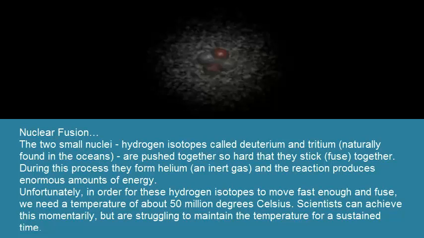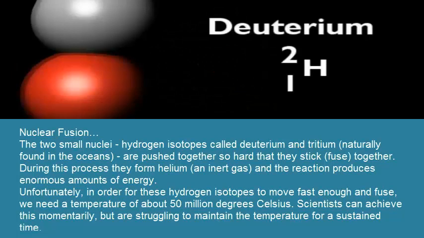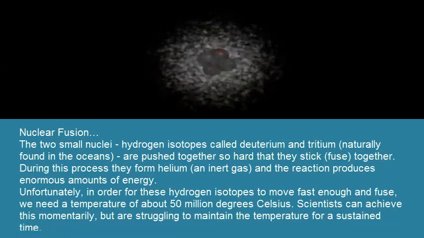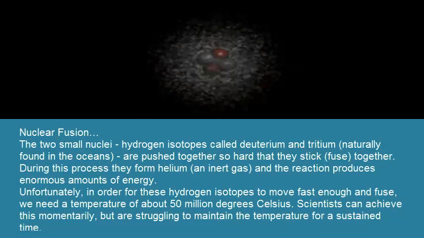Unfortunately, in order for these hydrogen isotopes to move fast enough and fuse, we need a temperature of about 50 million degrees Celsius. Scientists can achieve this momentarily, but are struggling to maintain the temperature for a sustained time.